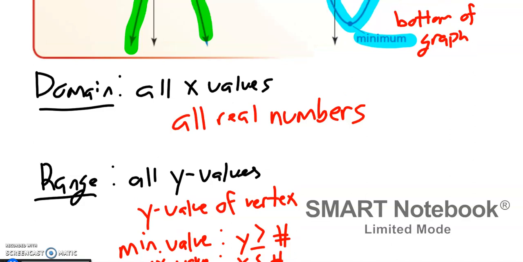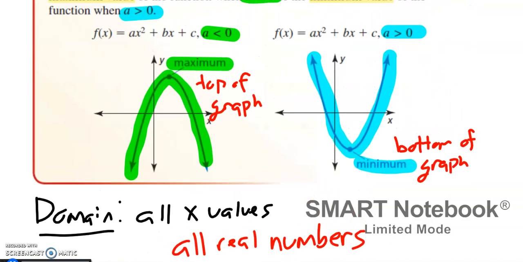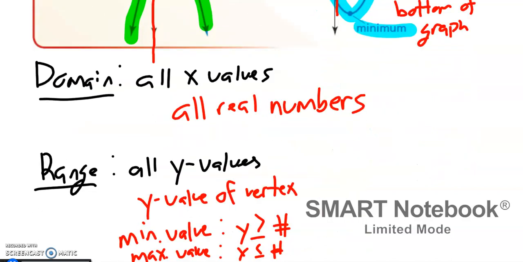And if we go back up and we look at these graphs, if I'm looking at the maximum, yeah, this is the highest point, and all these y values down here are all possible. But I can't go above it, so it's going to be y is less than. Likewise, if I'm looking over at the minimum, my graph is hitting all these y values and is getting bigger. So if it's a minimum, it's y is greater than or equal to. If it's a maximum, it's going to be y is less than or equal to. And that's how you find domain and range.